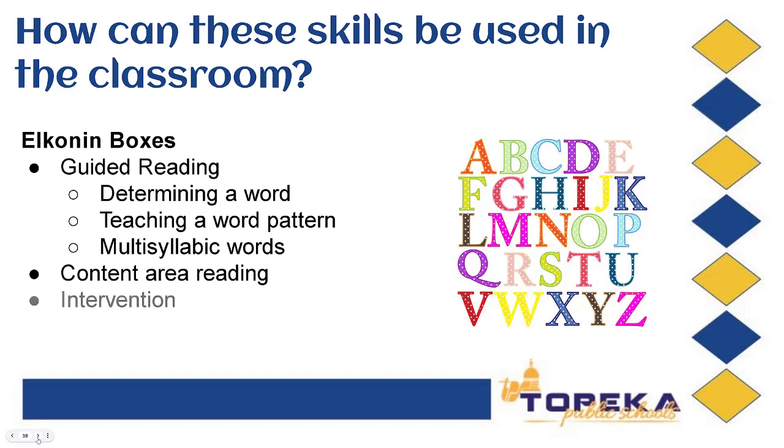In content area reading, think about when students are learning new words in science and social studies. You could do that as a whole class intervention with an Elkonin box as well. And again, you can use Elkonin boxes during reading intervention time. They can also be used to help spell words. Giving those boxes helps students to break down words and improve and increase their spelling as well.